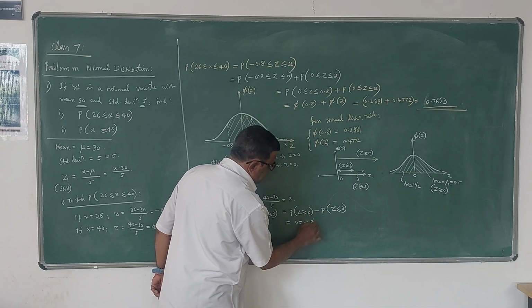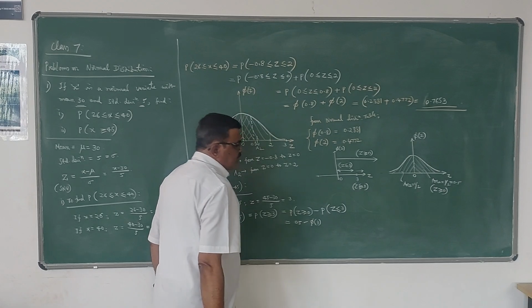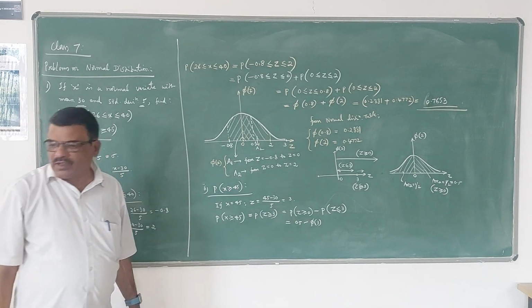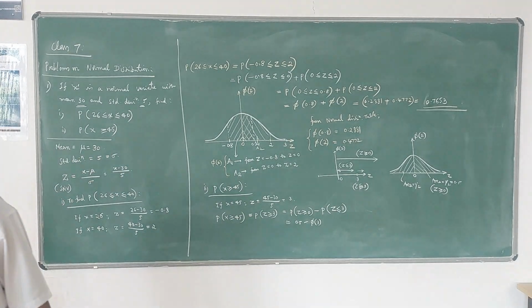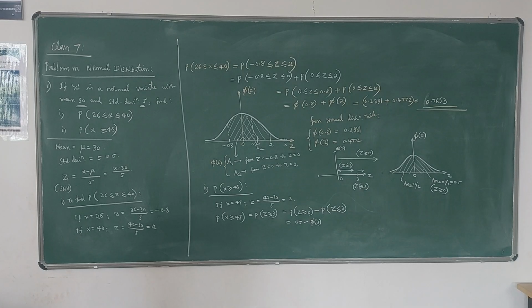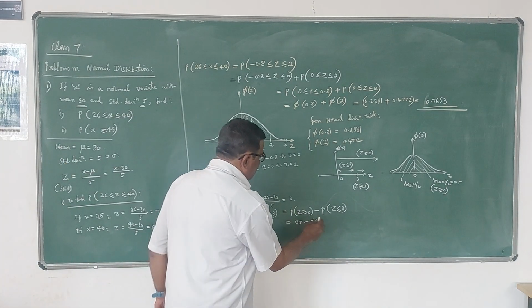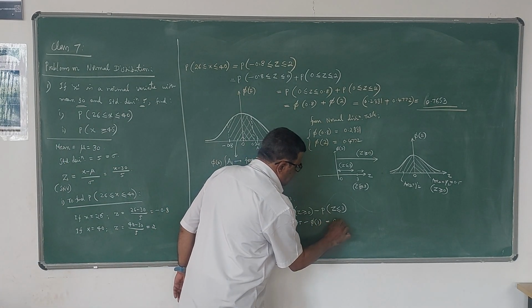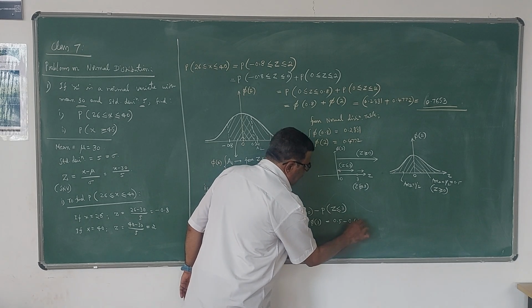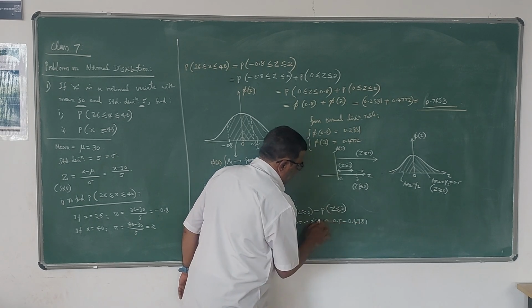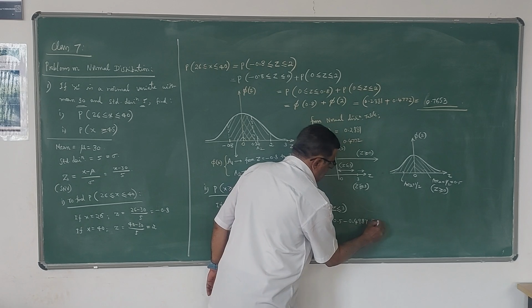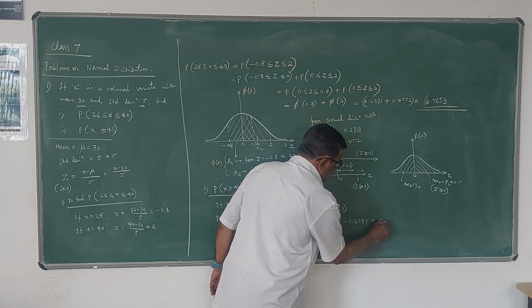Minus, what is this? This is phi of 3. What is the value of phi of 3 from the table? Phi of 3 is 0.4987. So that means it is 0.5 minus 0.4987, which is nothing but 0.0013.